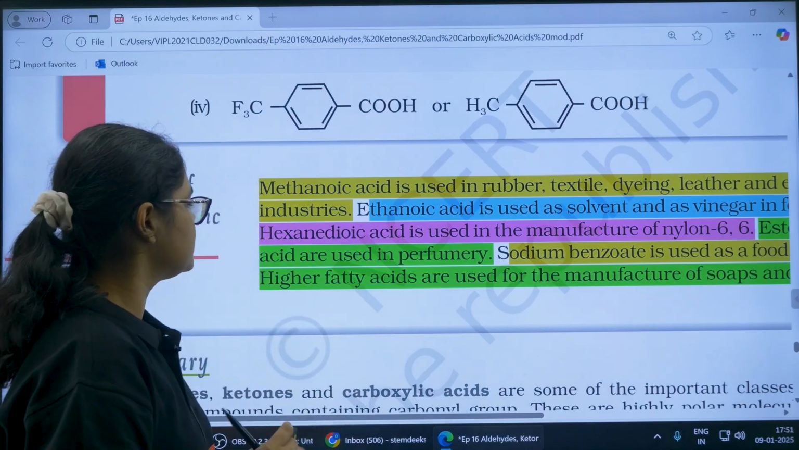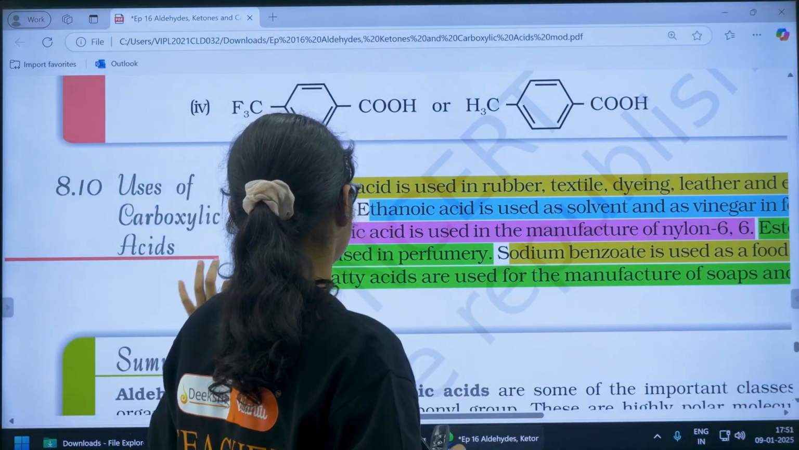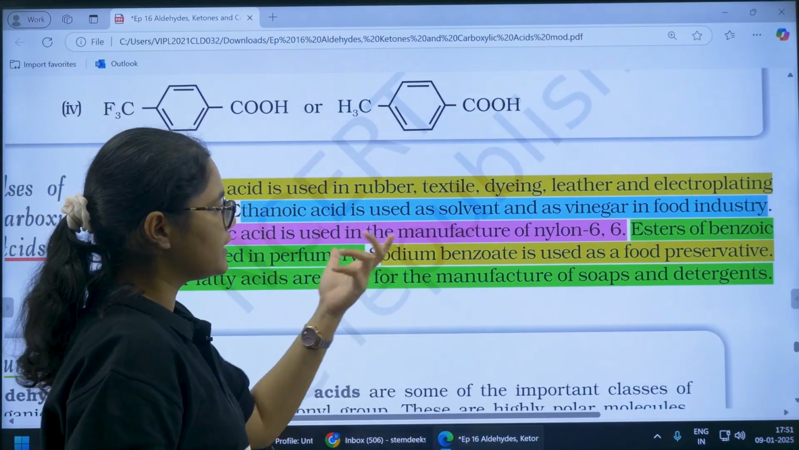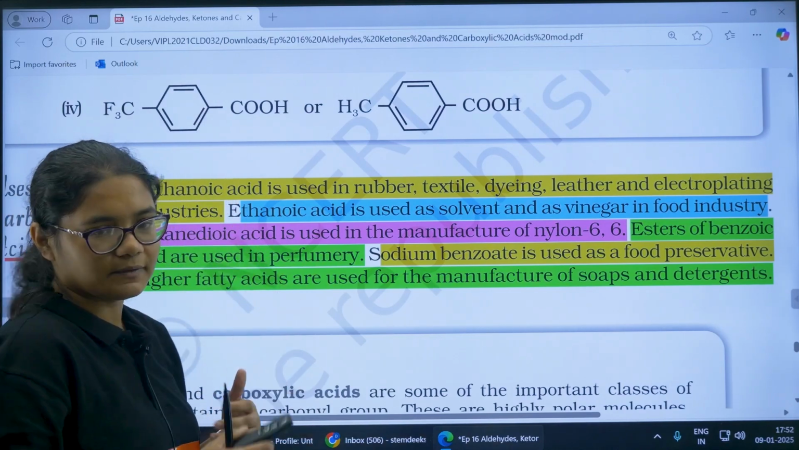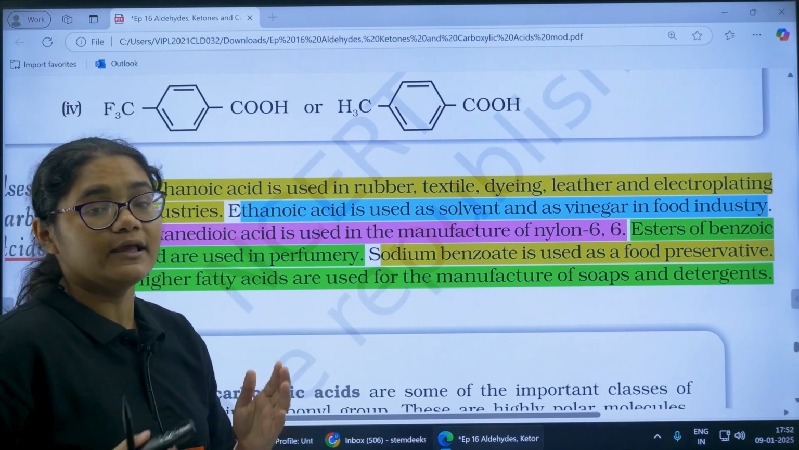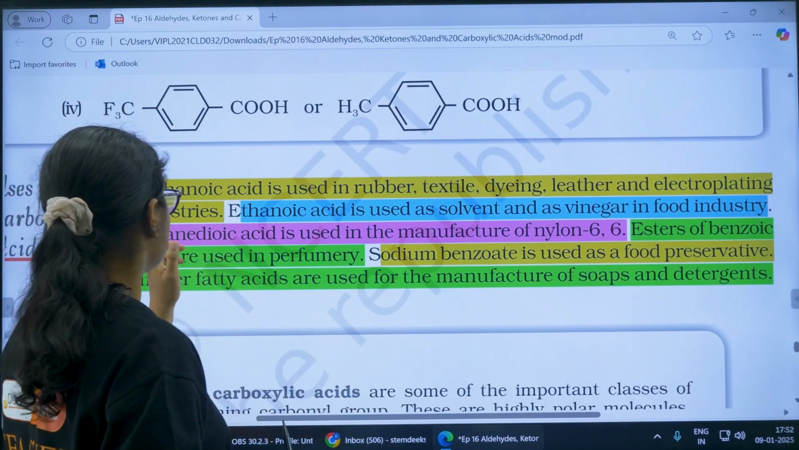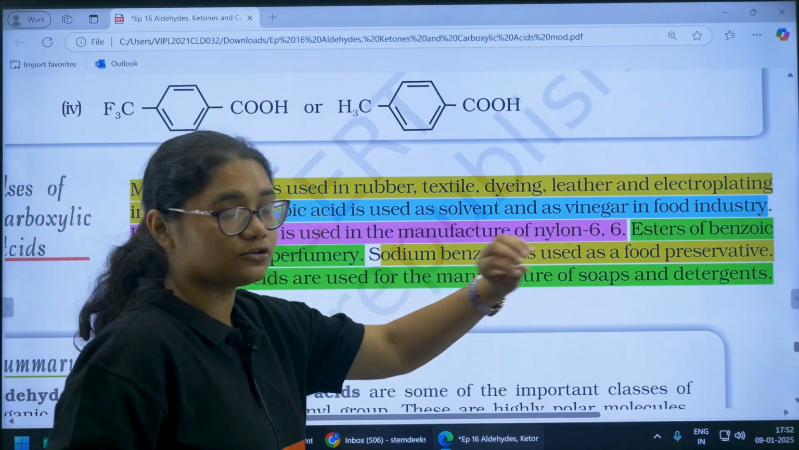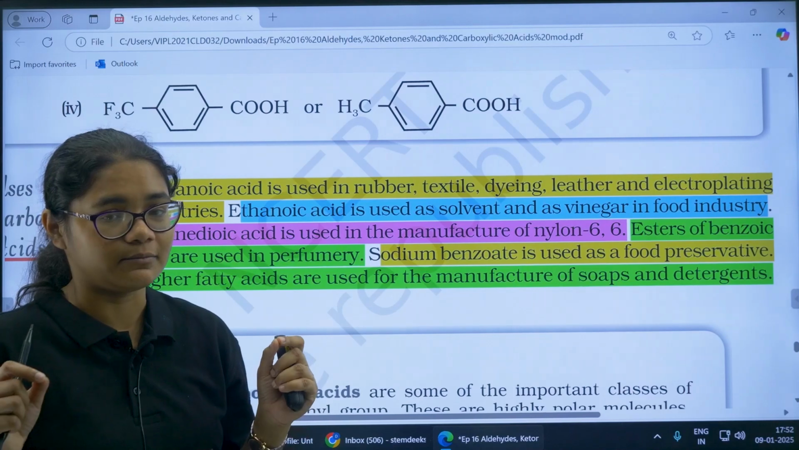be asked. First of all, methanoic acid is used in rubber, textile, dyeing, leather and electroplating industries. Ethanoic acid is used as a solvent, in vinegar and in food industries. Now you might be thinking that Ma'am is just saying this is important, but trust me, in the midterm paper there was a question: which of the following is used in the manufacture of nylon 6,6? This question was there in some of the recent midterm papers.